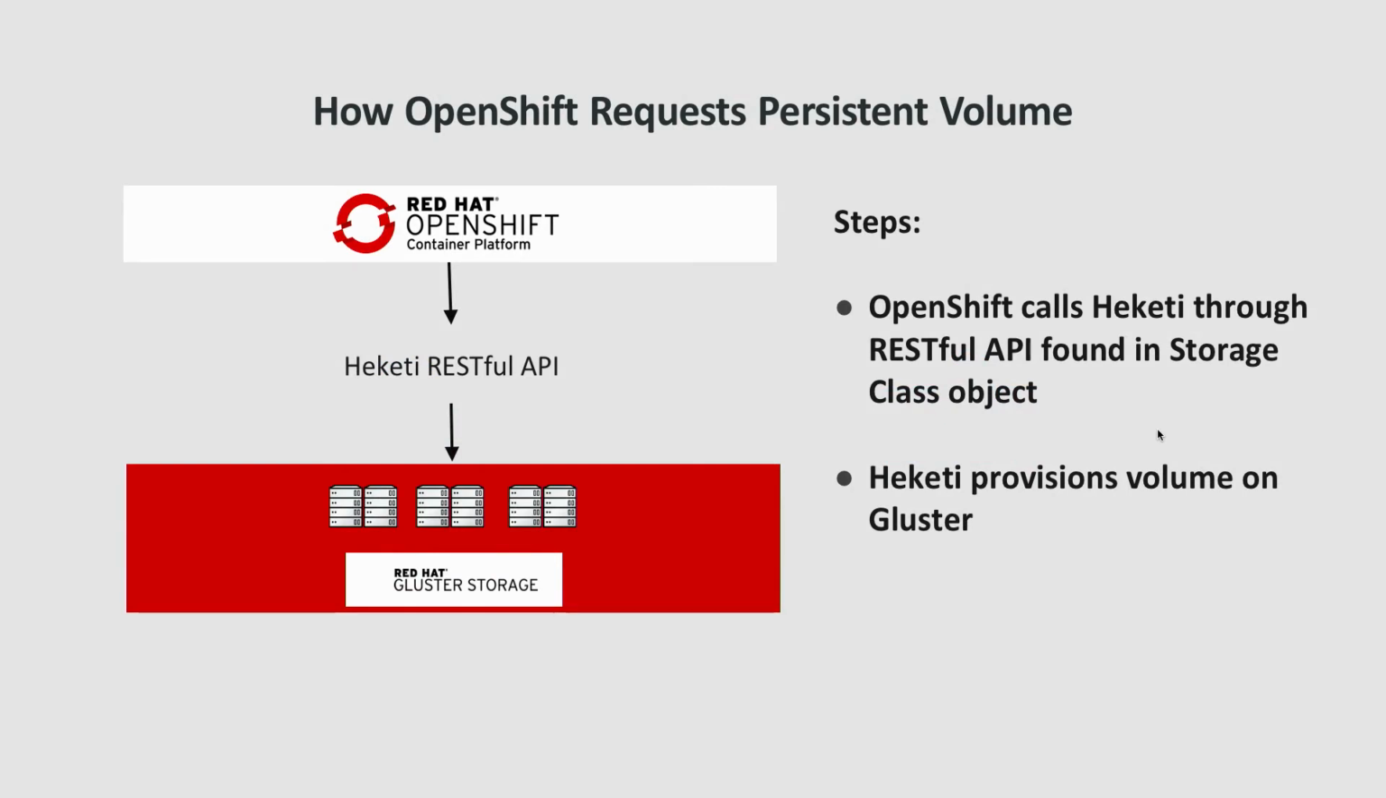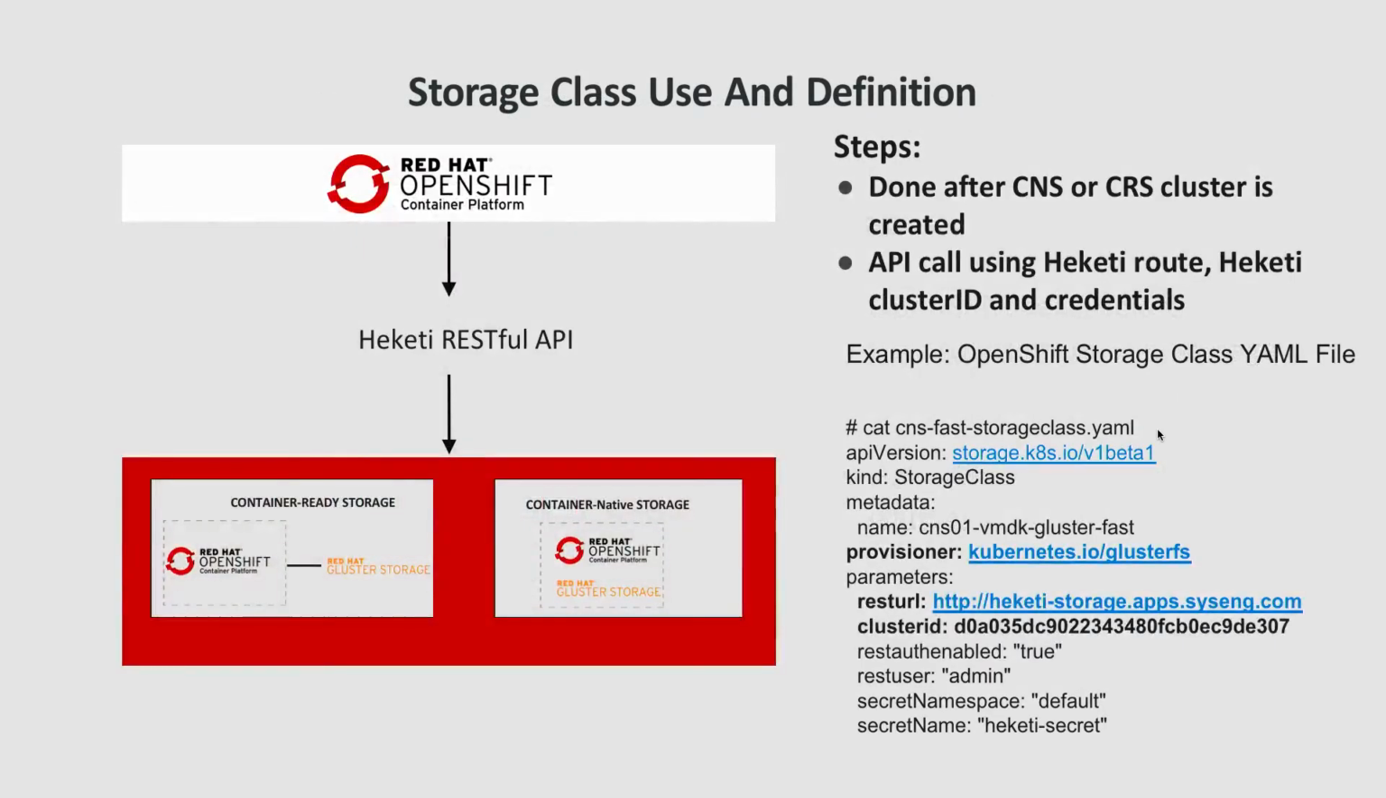So how does OpenShift request it? Well, OpenShift talks to Heketi through a RESTful API. That's actually in the storage class object, and I'll show you a little bit about Heketi. And then Heketi provisions the volume and handles all of the abstraction for the application and the pods. And then obviously storage class use and definition. There's a little bit of YAML in here that shows you, but specifically in your container native storage, when you're requesting it, you can define whatever storage class you need. That could be the number of replicas, performance driven, or geolocation driven. There's a number of variables you can configure it for.